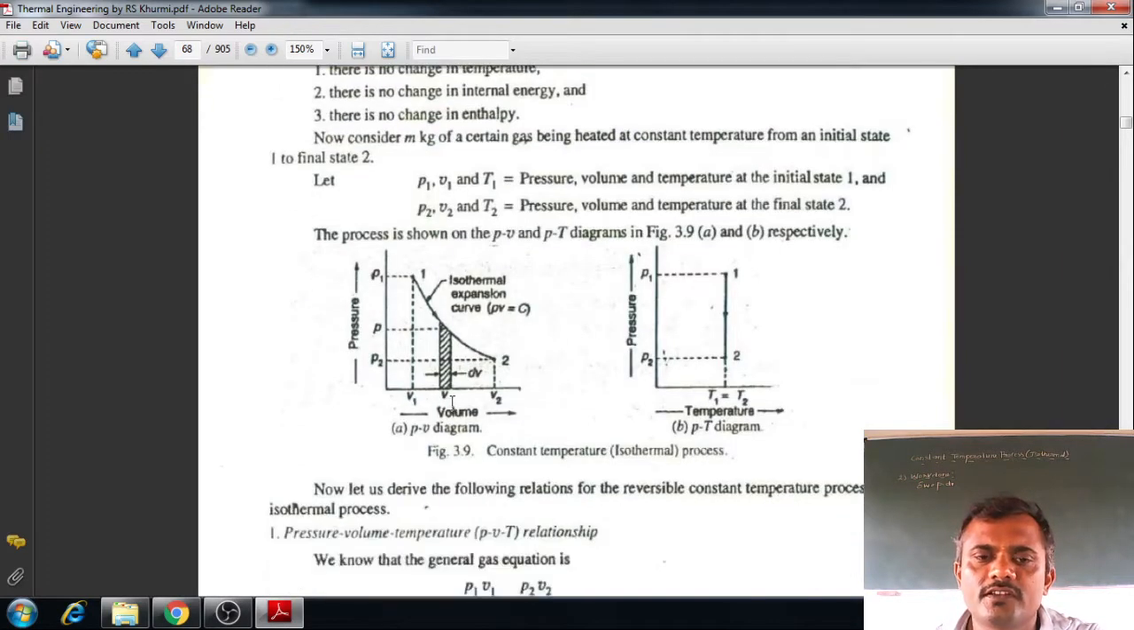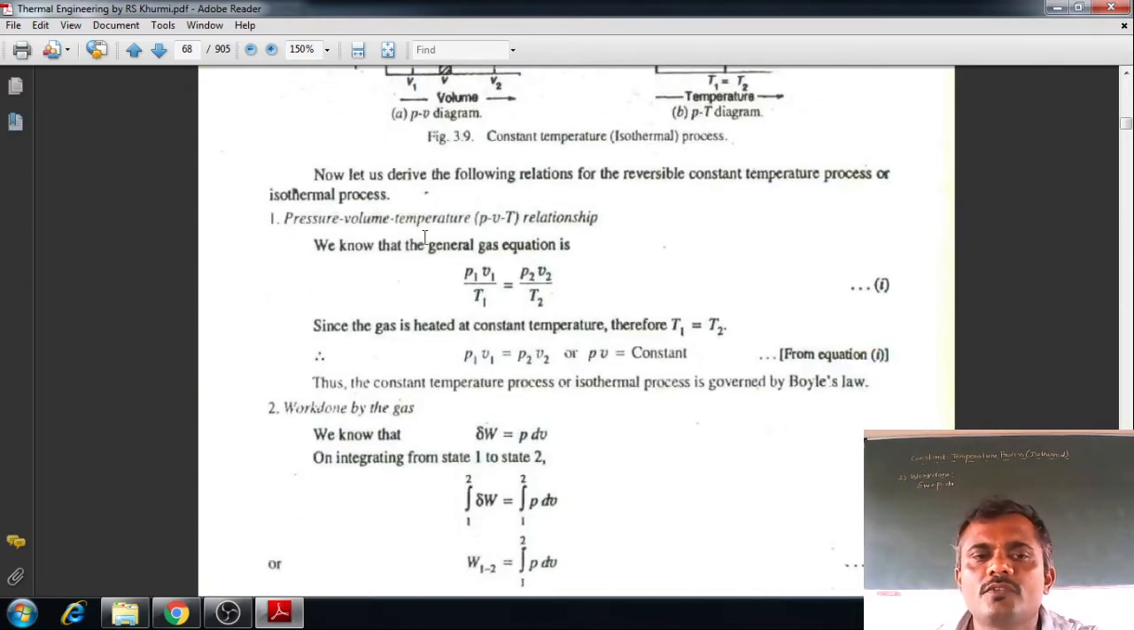So this is the graph. When we plot a graph of pressure versus volume, we get this curve called the isothermal expansion curve. Afterwards we can move on to the very first, that is called the pressure, volume, temperature relationship.